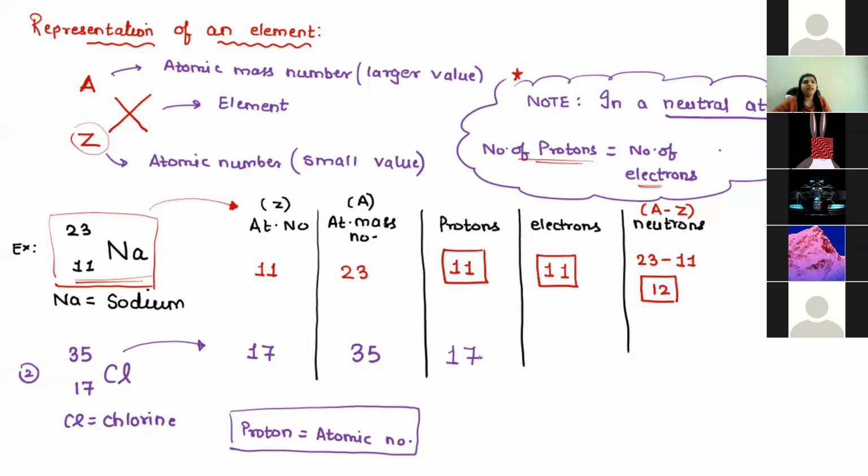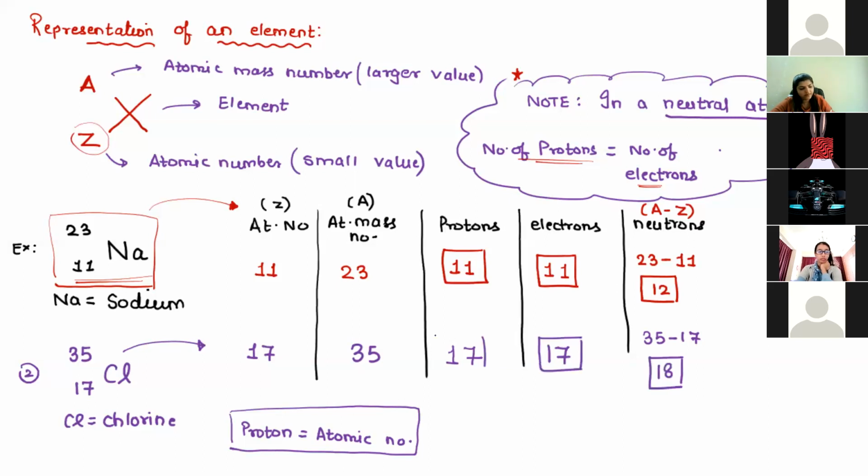Okay, then Aaron, number of electrons. Also 17. Yes, because we know that in a neutral atom, number of protons is equal to number of electrons. Amima, number of neutrons. 35 minus 17, yes, 18. Very good. So is this very clear that if an element is given to you by its atomic number and atomic mass number, we can calculate the number of protons, electrons, and neutrons.